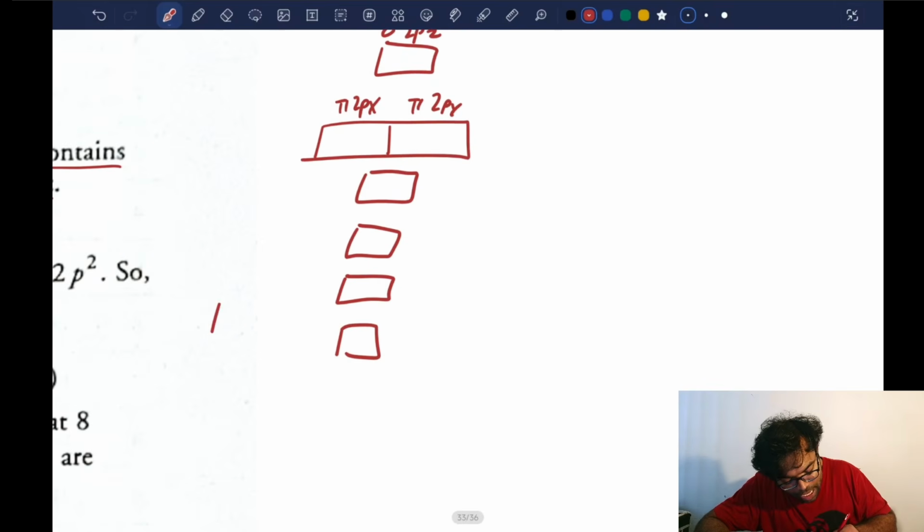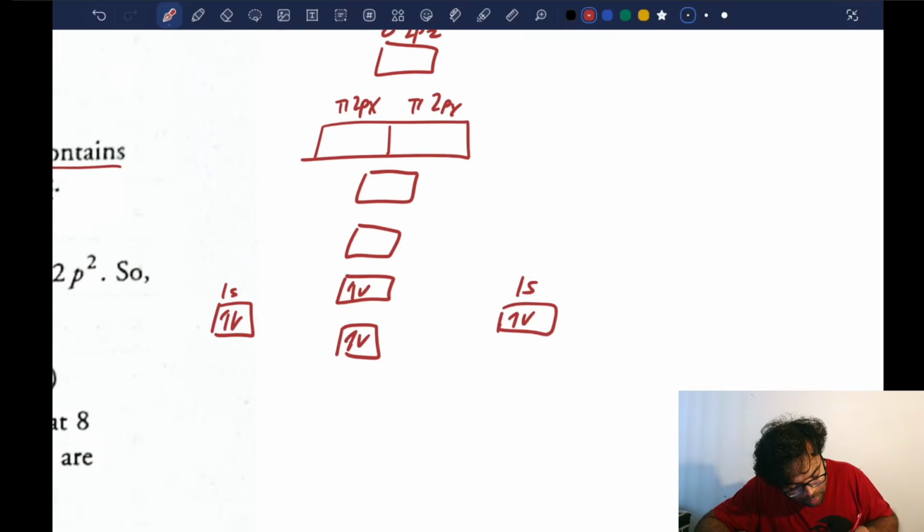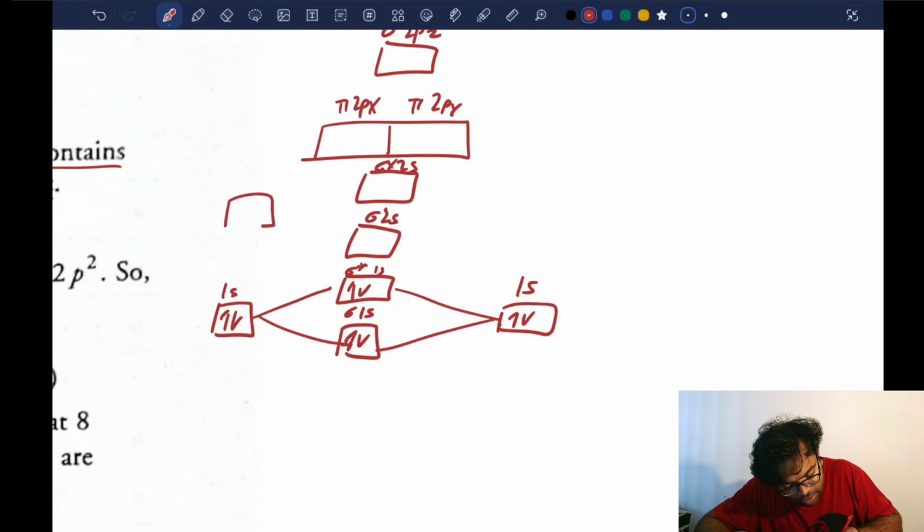Okay, so carbon has 1s, 1s. It has both electrons in its 1s. So this will get filled up. This is sigma star 1s, sigma 1s. This is sigma 2s, sigma star 2s. Okay. So these molecular orbitals are filled up. Then you have the 2s. This also has 2 electrons. This also has 2 electrons. So these orbitals will also get filled.